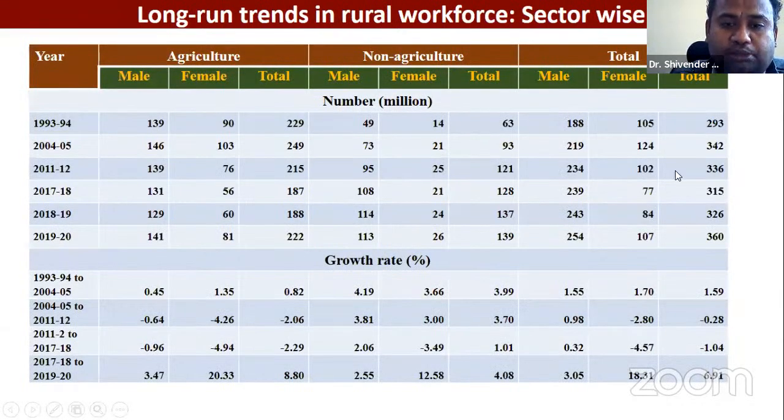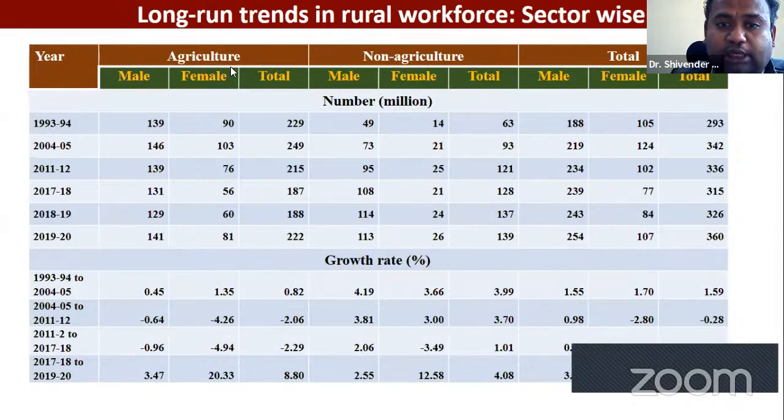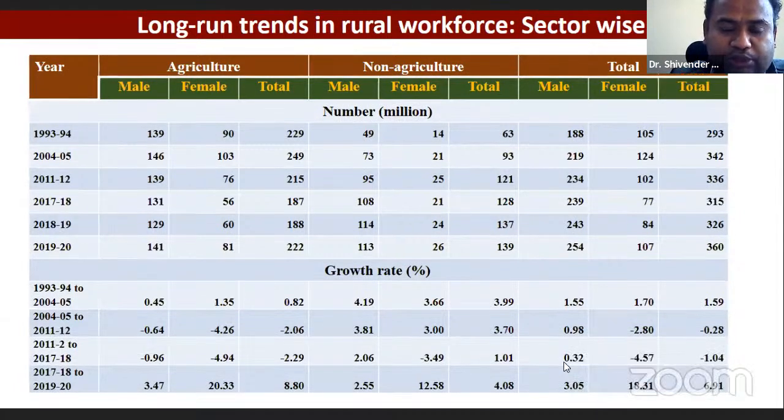So we should also see some trends and compare between the rural and urban areas. Within rural, agriculture and non-agriculture, and see why things are taking place and what the broader trends are actually. So these are the numbers which I have estimated between 93 to 2019 using the NSS employment surveys, then census population, and then the PLFS surveys.